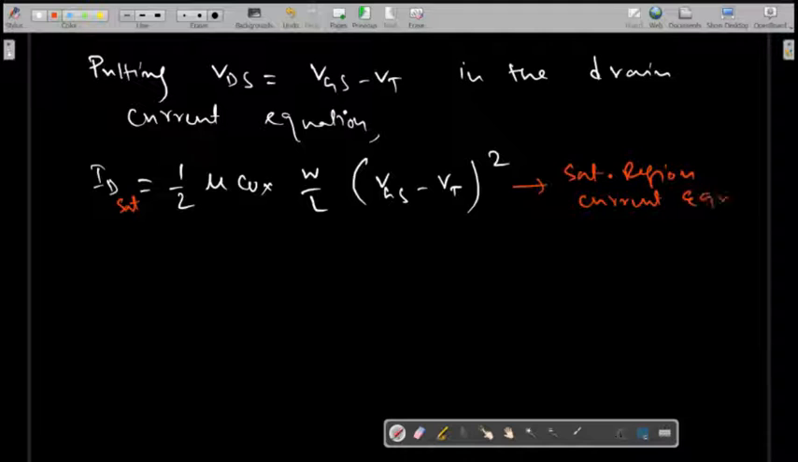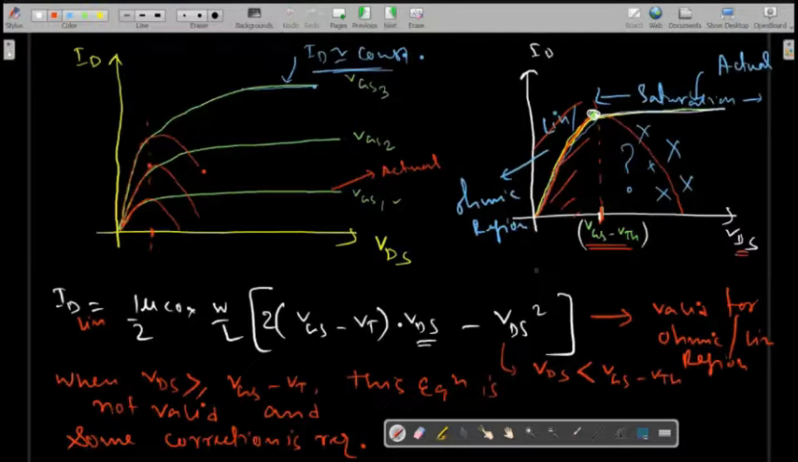Current equation. So it is valid for VDS greater than or equal to VGS minus VT. So this is the boundary actually. This boundary is sometimes called VD sat, the saturation drain voltage. VD sat equals VGS minus VT.